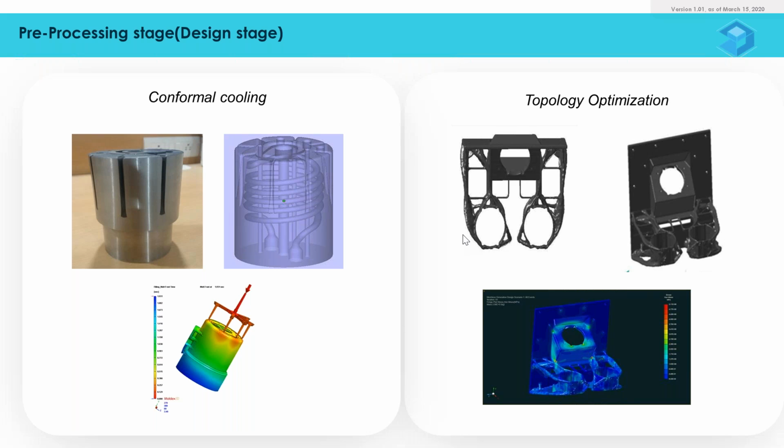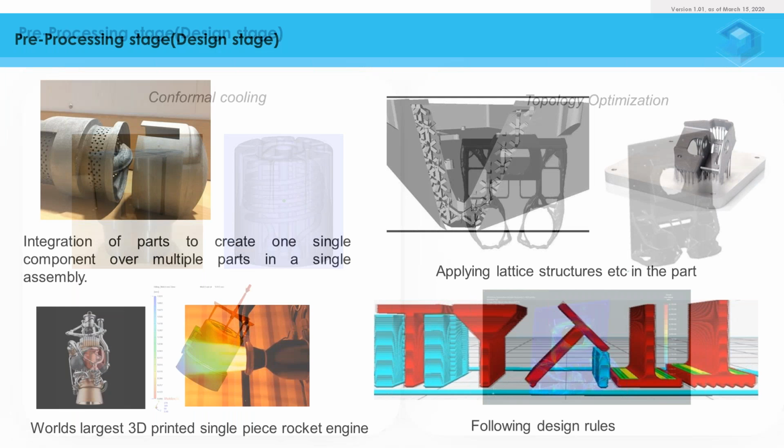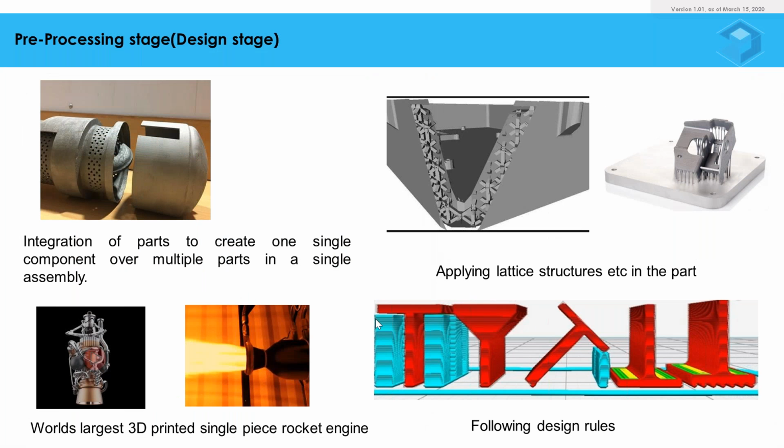Similarly, in case of topology optimization, this is an example of a specific space application bracket where every kg reduced is an additional payload capacity or better fuel efficiency. So that sort of applications are getting popular. So again, in pre-processing stage, there are numerous thought processes going on.